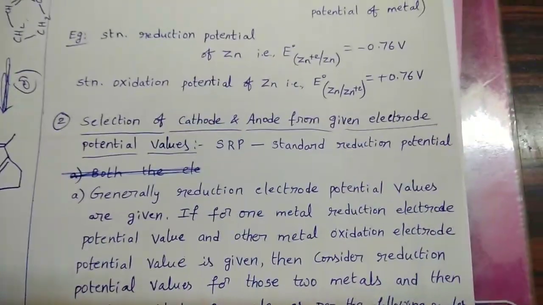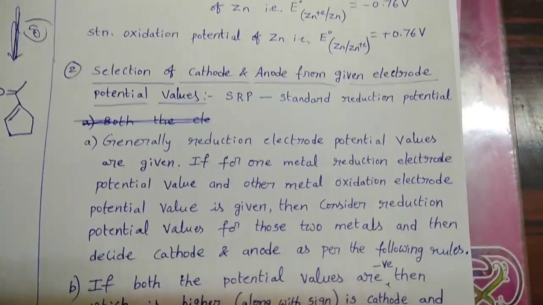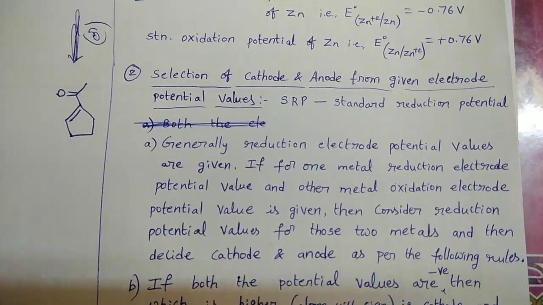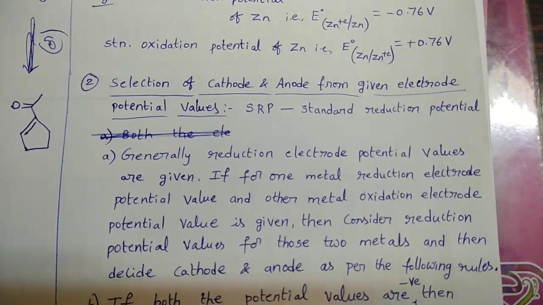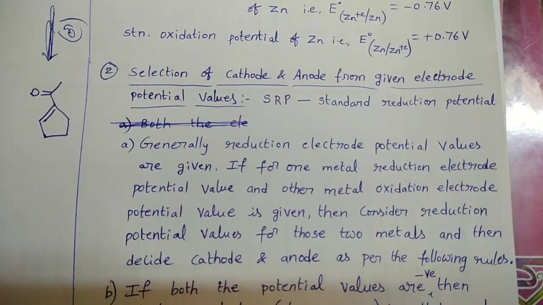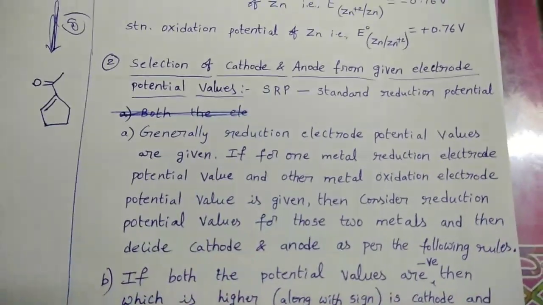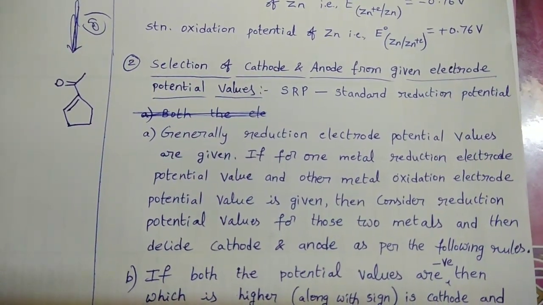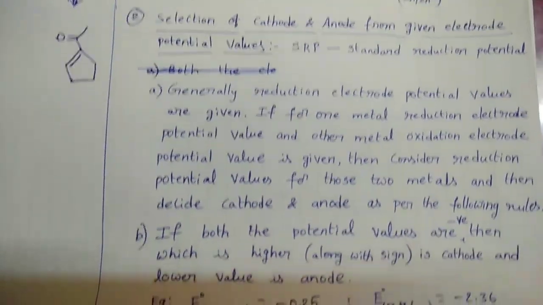SRP, standard reduction potential short form, that is SRP. See this, generally reduction electrode potential values are given. In the numericals, they will give reduction potential values. If for one metal reduction potential value, other metal oxidation potential value is given, then consider reduction potential values for those two metals. One value is reduction potential, other one is oxidation potential. Convert that oxidation potential into reduction and then decide cathode and anode.